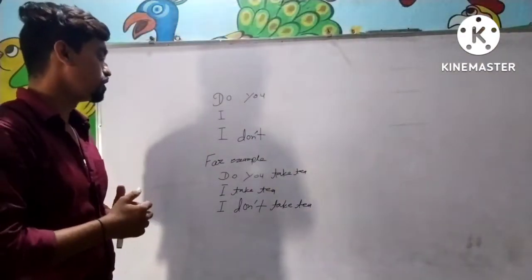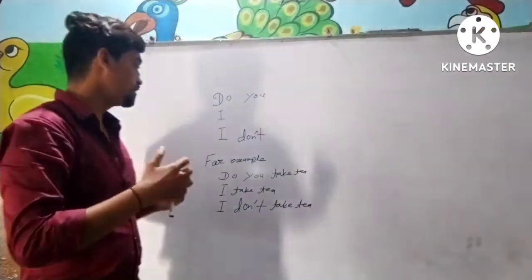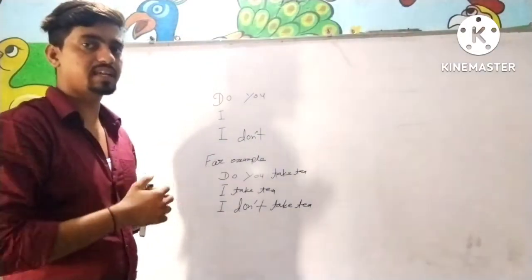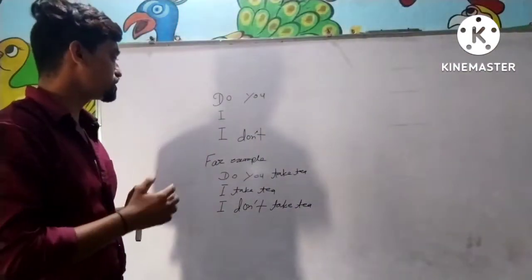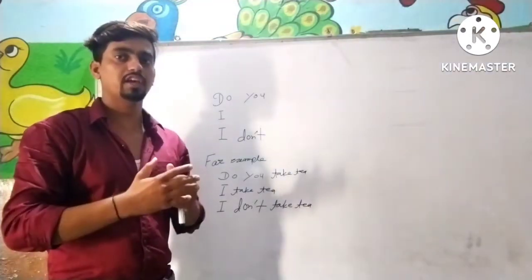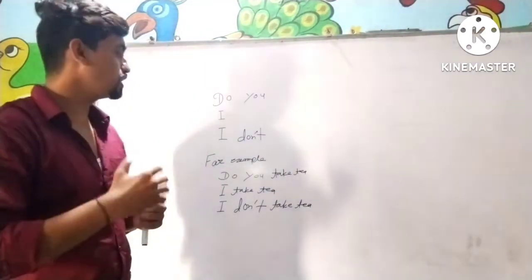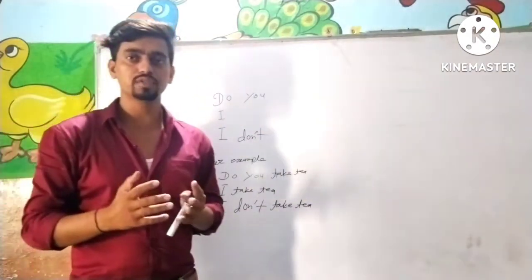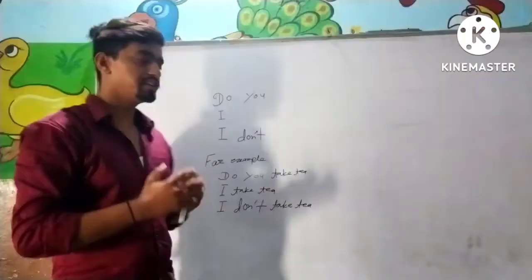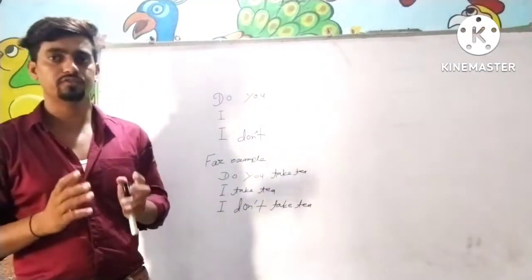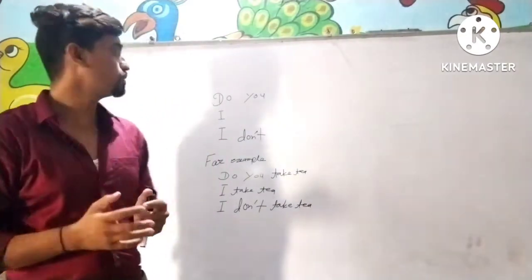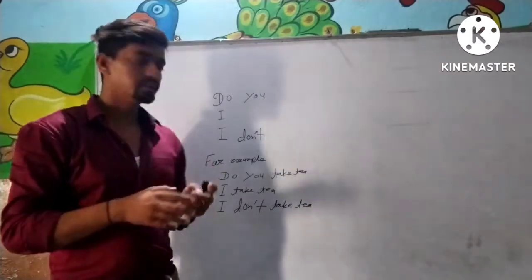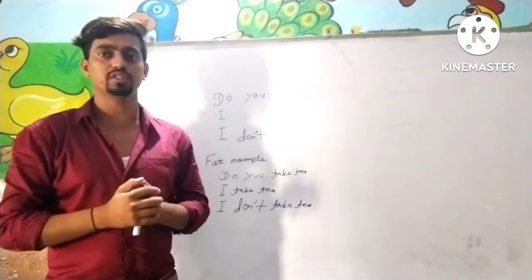We will use the first form with "I don't", with "I", and with "you". If we are asking the question, we will use "do you take tea?" If we want to answer, we will use "I take tea". If we want to refuse, we will say "I don't take tea". I hope you have understood what I am saying to you, and how, where and when to use it.